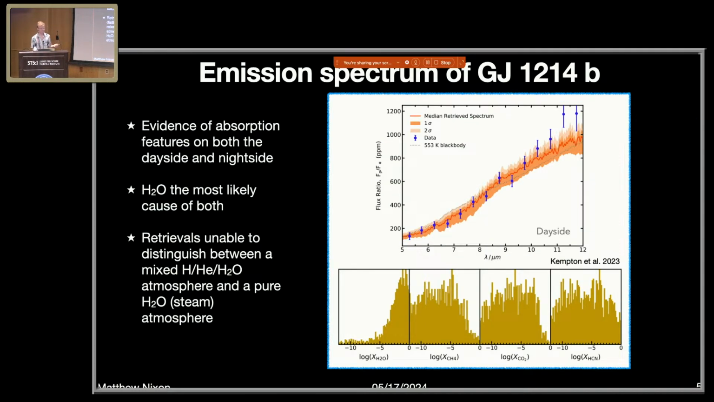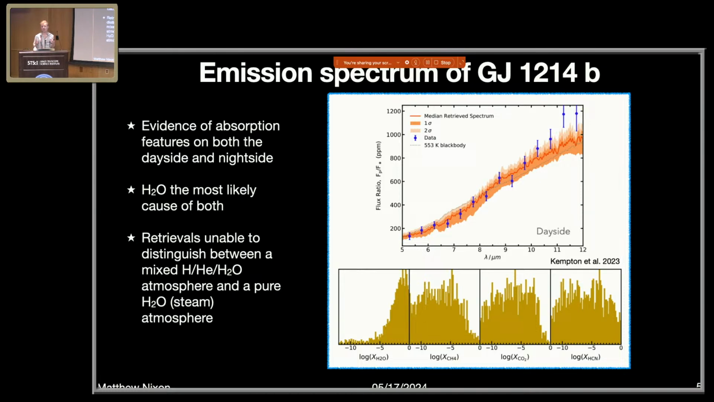And so the emission spectrum, both the day side and the night side of the planet, shows evidence of absorption features. And using atmospheric retrievals, we find that water vapor is the most likely cause of both of these. However, we weren't sensitive enough to really distinguish the water abundance particularly well. So you can see in the posterior probability distribution for the water vapor mixing ratio, we're consistent either with a planet with hydrogen and helium and water all mixed in together in some proportions, all the way up to the edge of this probability distribution, which would be consistent with a 100% water steam atmosphere.